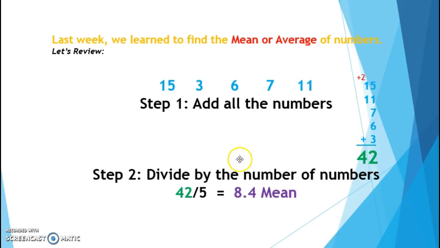I'm going to bring that number down here in order to help with step number 2. I'm going to divide by the number of numbers. I have to come up here to count how many numbers there are. There's 1, 2, 3, 4, 5 numbers. So I will divide 42 by 5. That equals 8.4. That is my mean, or my average, of all the numbers.